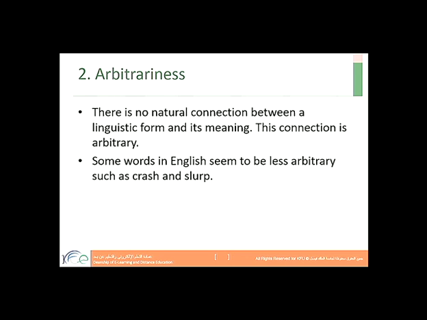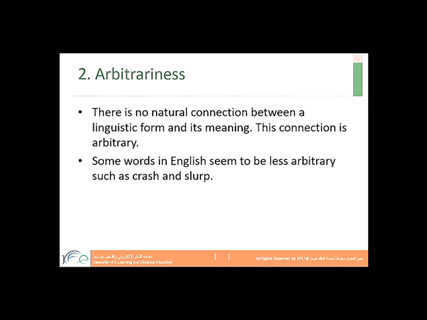What about the second property of human language? That is arbitrariness. Arbitrariness means randomness. There is no natural connection, no association between the linguistic form and its meaning. This connection between form and meaning is just an arbitrary connection. So this connection is arbitrary.